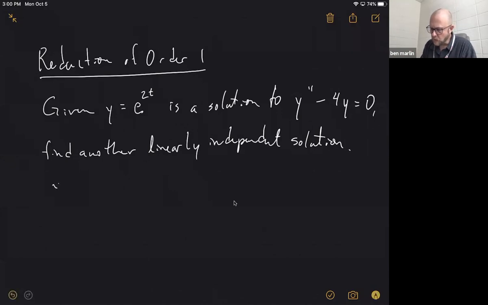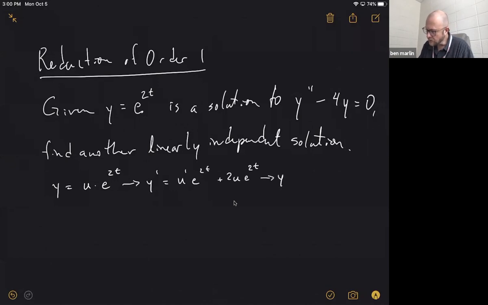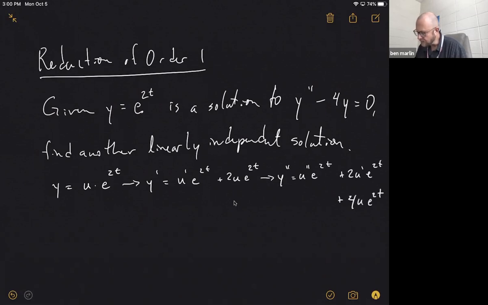So what we do is we say y equals u times this e to the 2t, all right? Now we need to figure out what y double prime is. So on the way there, we'll do y prime. And then we'll do y double prime. And let's see, plus 4u e to the 2t.